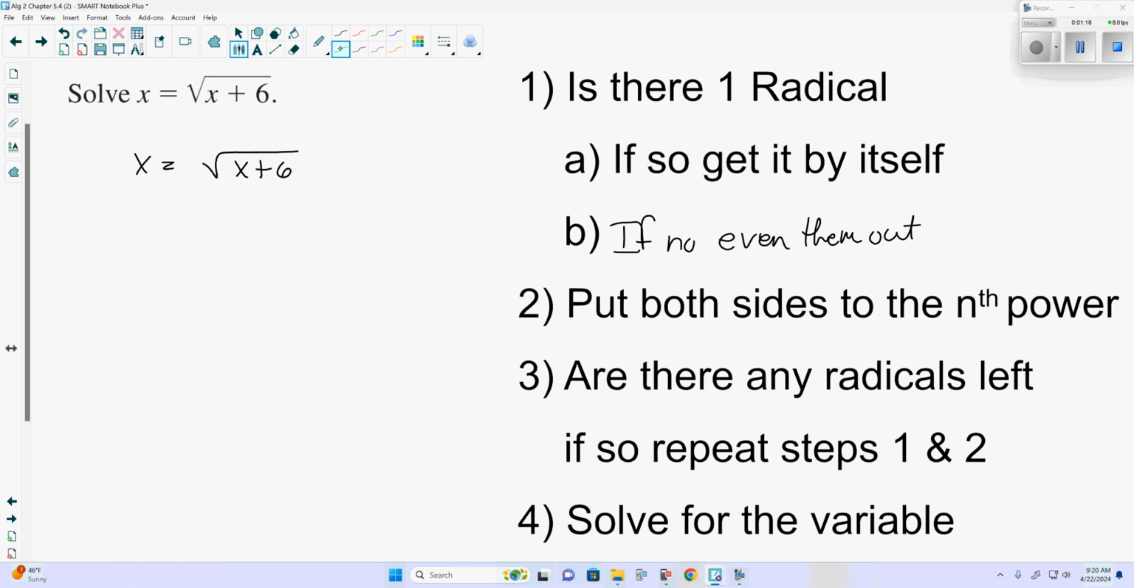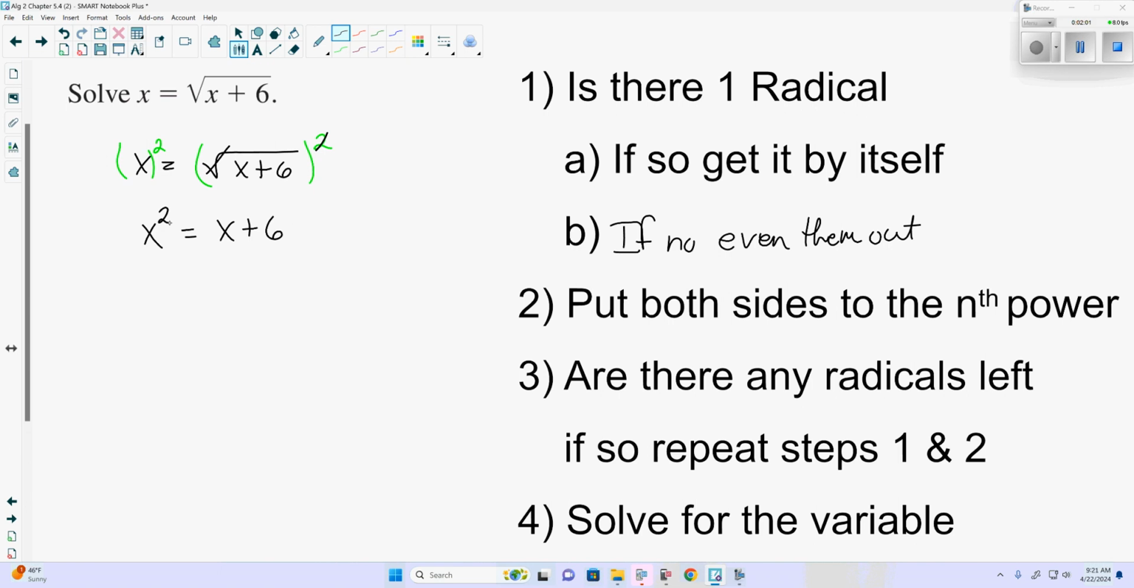Because our next step, step 2, put both sides to the nth power. Well, our nth power in this case is going to be the power of 2, because it's going to be the same as whatever the index is. On the right-hand side, the square root of x plus 6 squared, square root and square cancel, giving us x plus 6. And on the left-hand side, we have x squared.